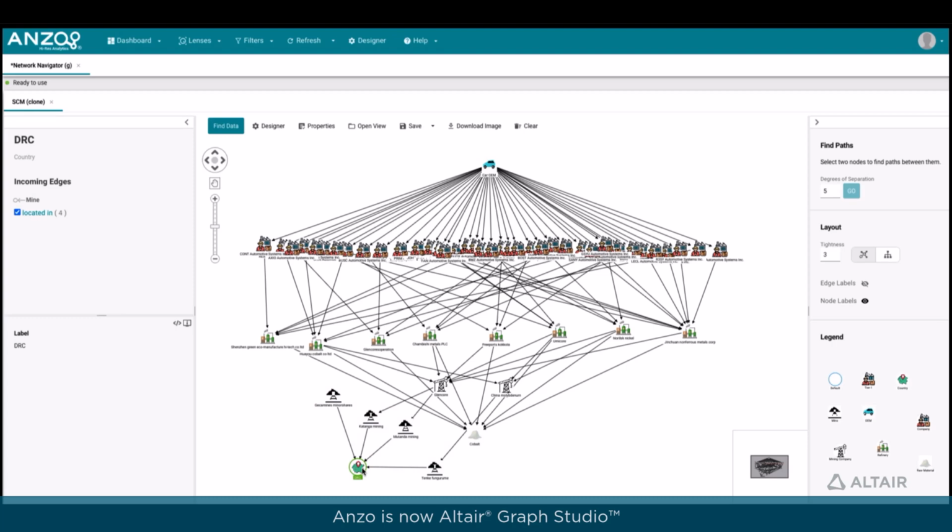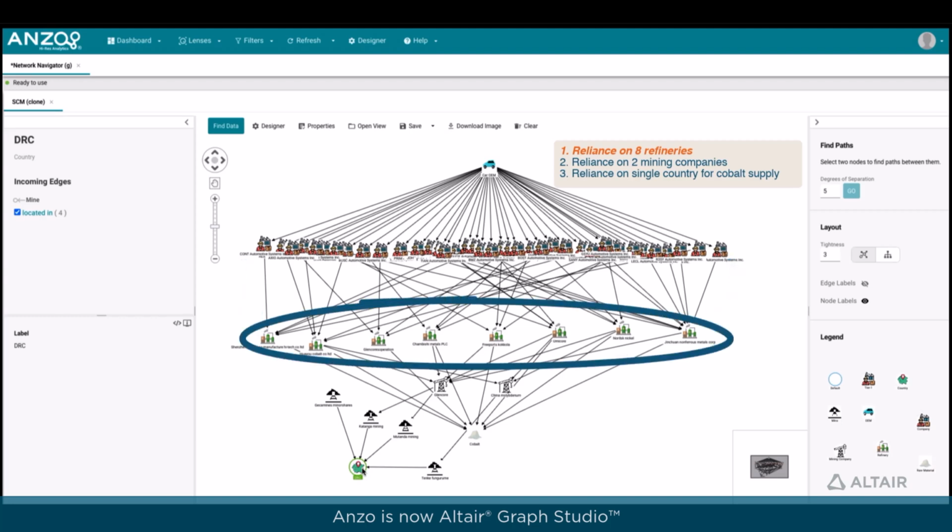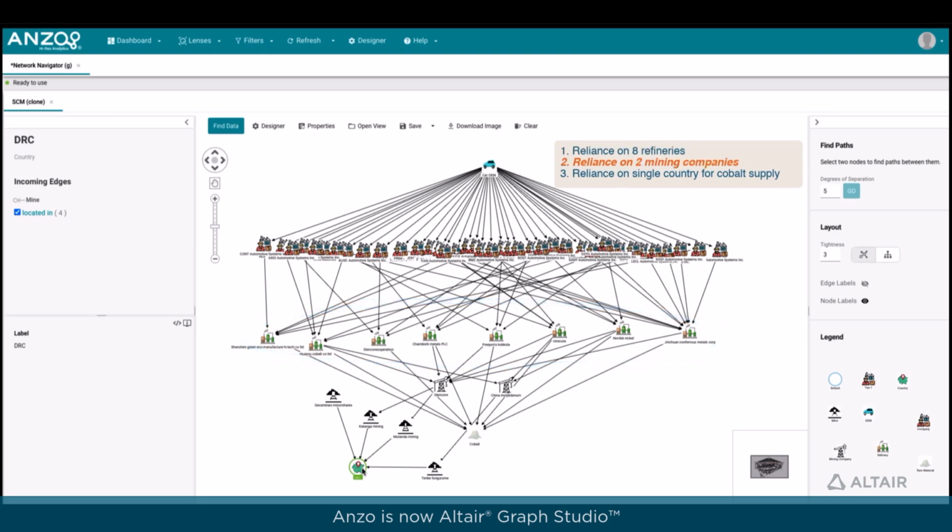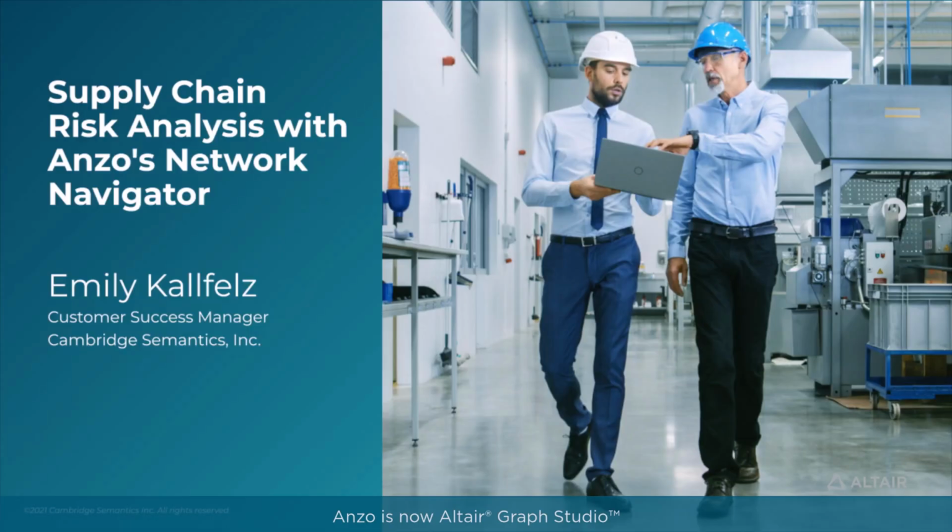This exploration has highlighted now three points of fragility in the supply chain. The first being that the car manufacturer tier one suppliers all depend on a few cobalt refineries. The second point of risk is that these refineries rely on only two mining companies for cobalt mining. And the third point of fragility is that all of the mines that supply these mining companies are located in the DRC. So in just a few minutes, we were able to identify key supply chain fragility issues that would have been really difficult to do with traditional approaches, but really critical to understand.